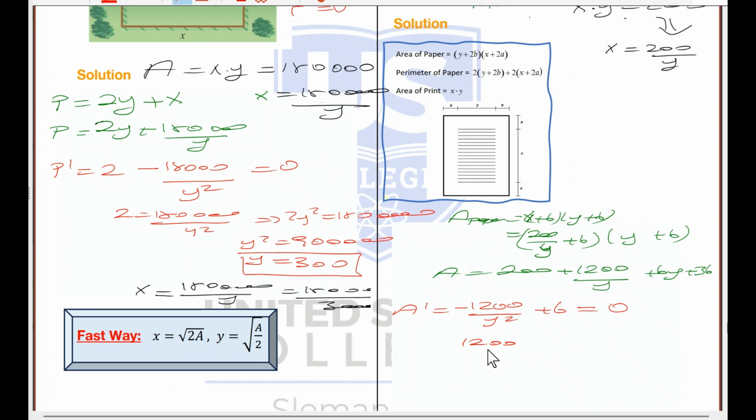1200 divided by y squared equals 6. Cross multiply. Divide both sides by 6. So y will be 10 square root of 2, right? Which will be approximately 14. Approximately.